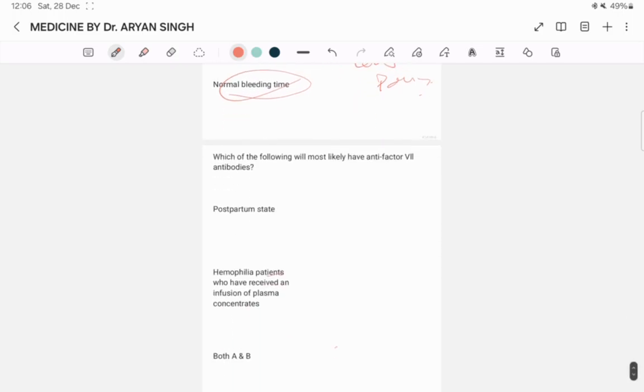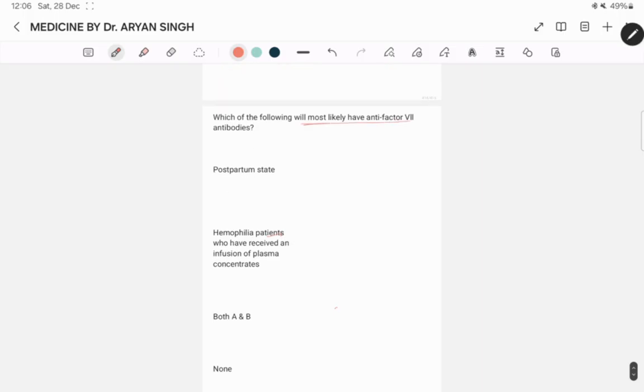Next question: which of the following will most likely have anti-factor VIII antibodies? Postpartum state, hemophilia patient who has received an infusion of plasma concentrate, or both. Both is the best answer because the hemophilia patient receives plasma concentrate to replenish factor VIII levels, and anti-factor VIII antibodies are formed in this patient following the infusion.